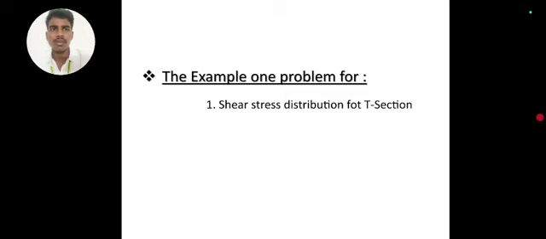Next is an example problem for shear stress distribution for a T section.